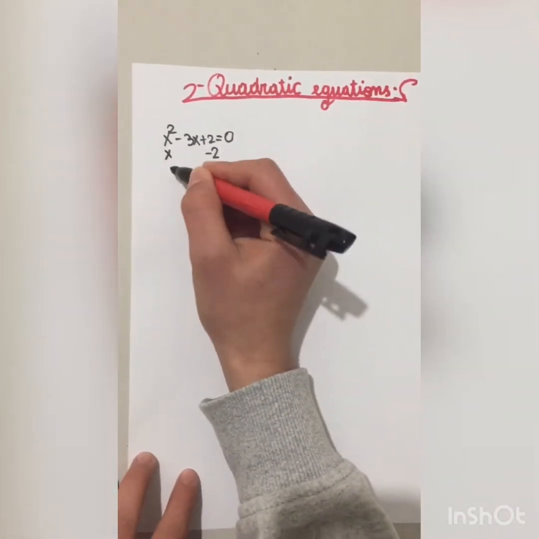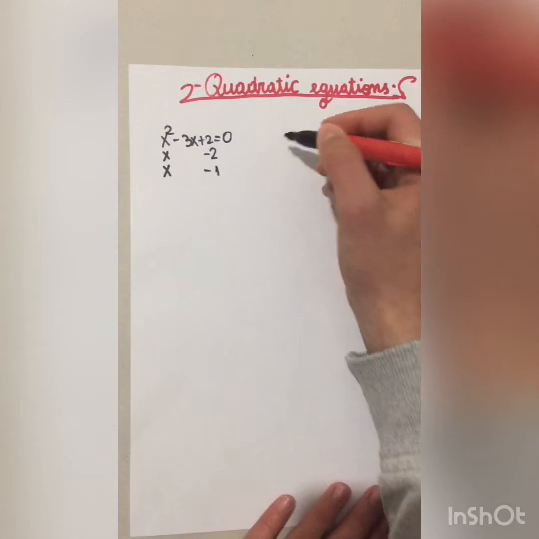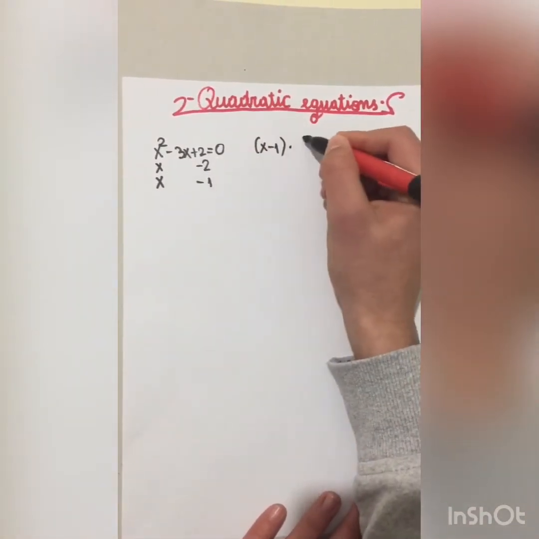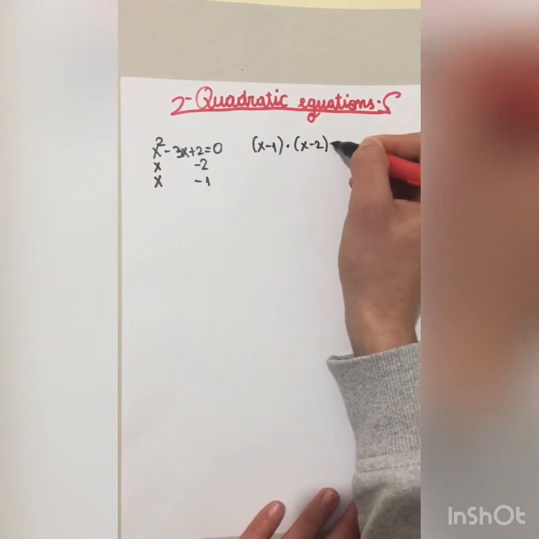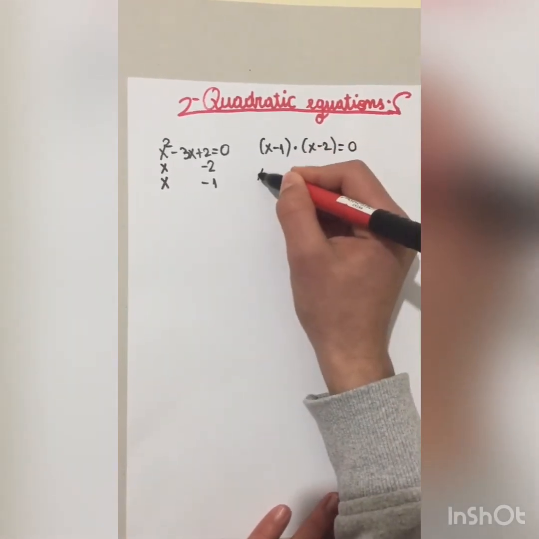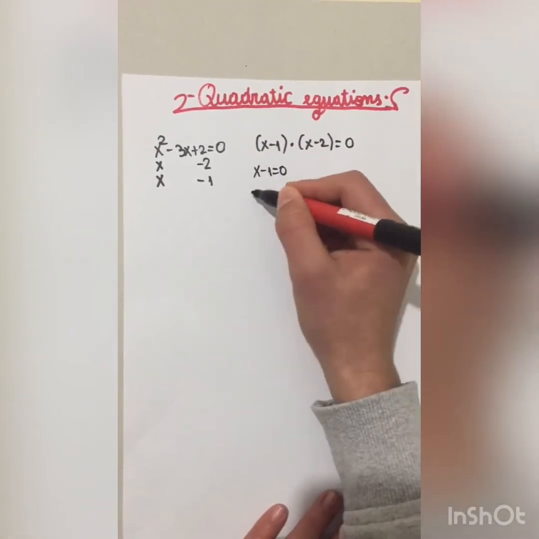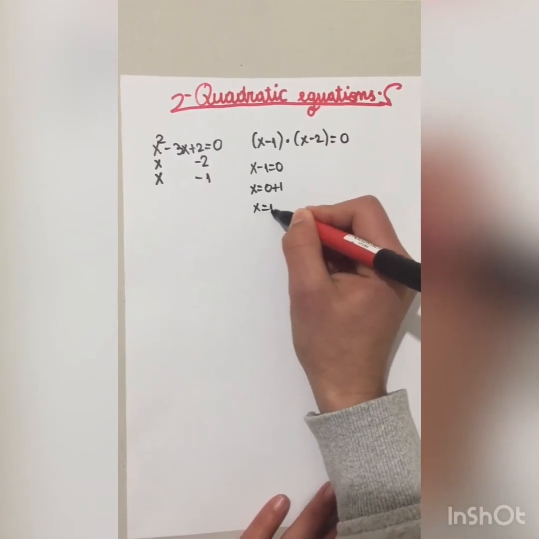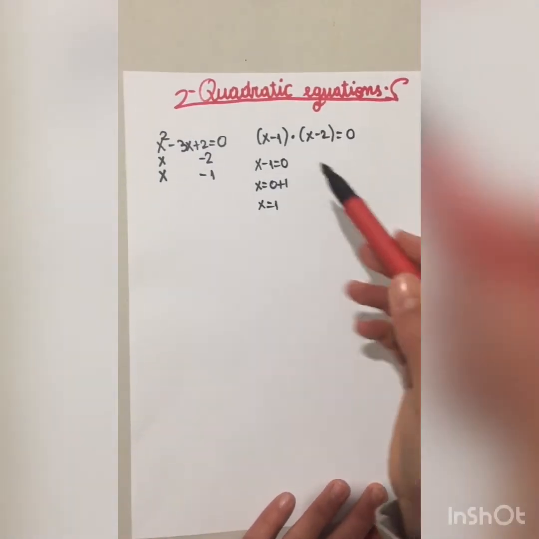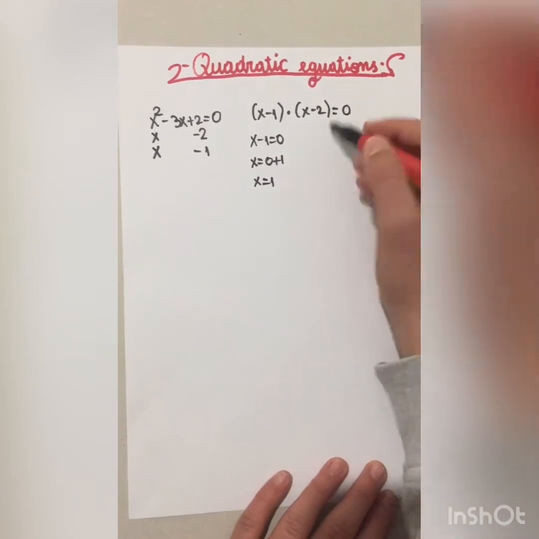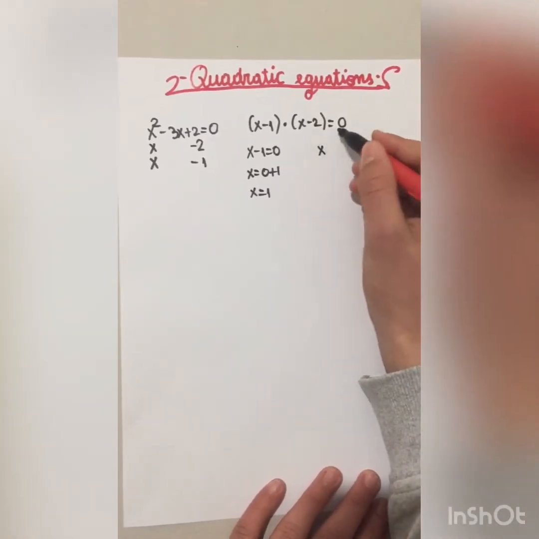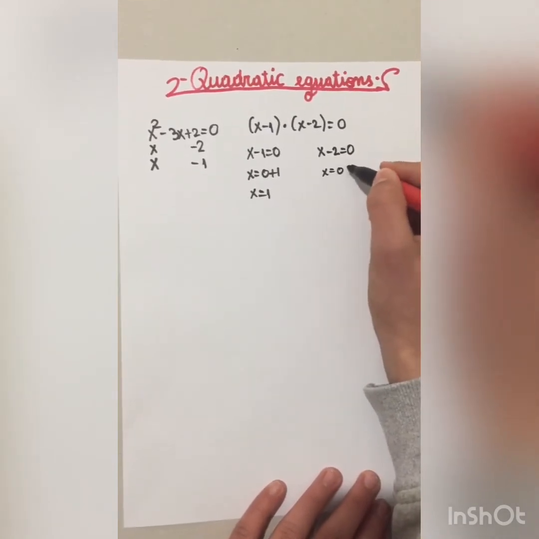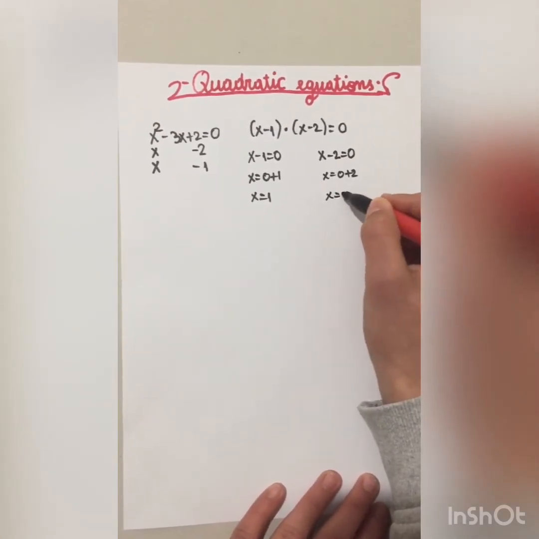x squared can be written as x times x. Here we have x minus 1 times x minus 2 equals 0. x minus 1 equals 0, so x is equal to 0 plus 1, and x is equal to 1. Here we have a 1x because we can find two x's. For the second x, x minus 2 equals 0. x is equal to 0 plus 2. x is equal to 2.